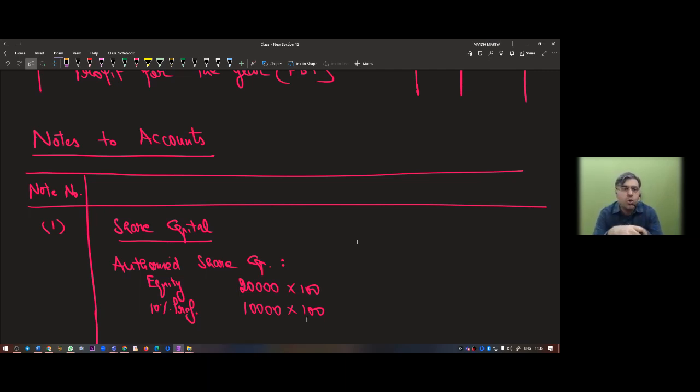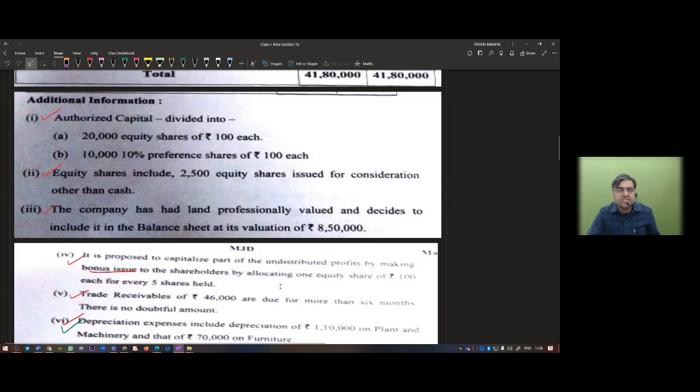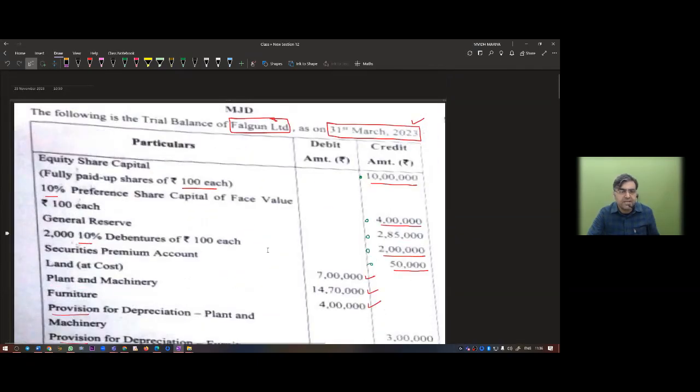Guys, we are starting with notes to accounts. Note number one, share capital. Authorized share capital: equity share capital, rupees 20 lakhs, preference share capital, rupees 10 lakhs, that is rupees 30 lakhs. We'll justify the same here. Authorized capital, it's done. Next is issued, subscribed and paid up share capital, 10,000, 4,000.